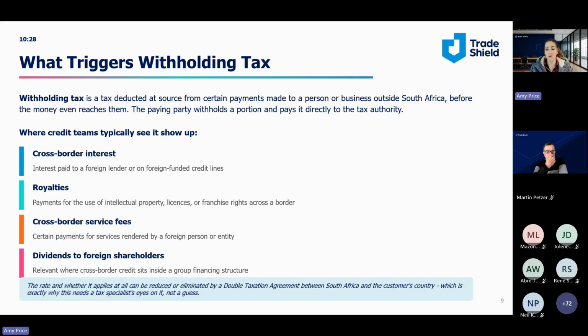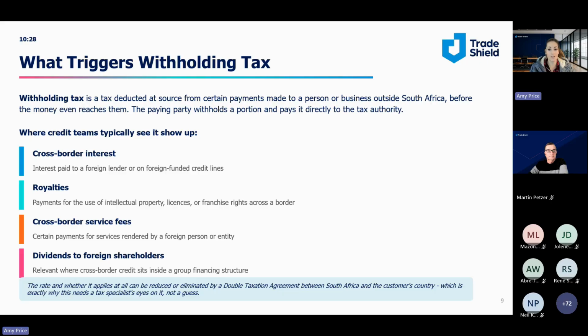And if the dividends to a foreign shareholder are paid, then that can also trigger withholding tax. So it becomes relevant in your cross-border credit exposure that sits inside a group of finance within the financing structure, and it's not necessarily straightforward and seen within the credit side. But as I said, when you're looking at credit limits, when you're looking at billing, these should all be known to say whether or not you're going to be liable for withholding tax, because you would need to take into consideration that someone is going to come and claim that withholding tax back from you.